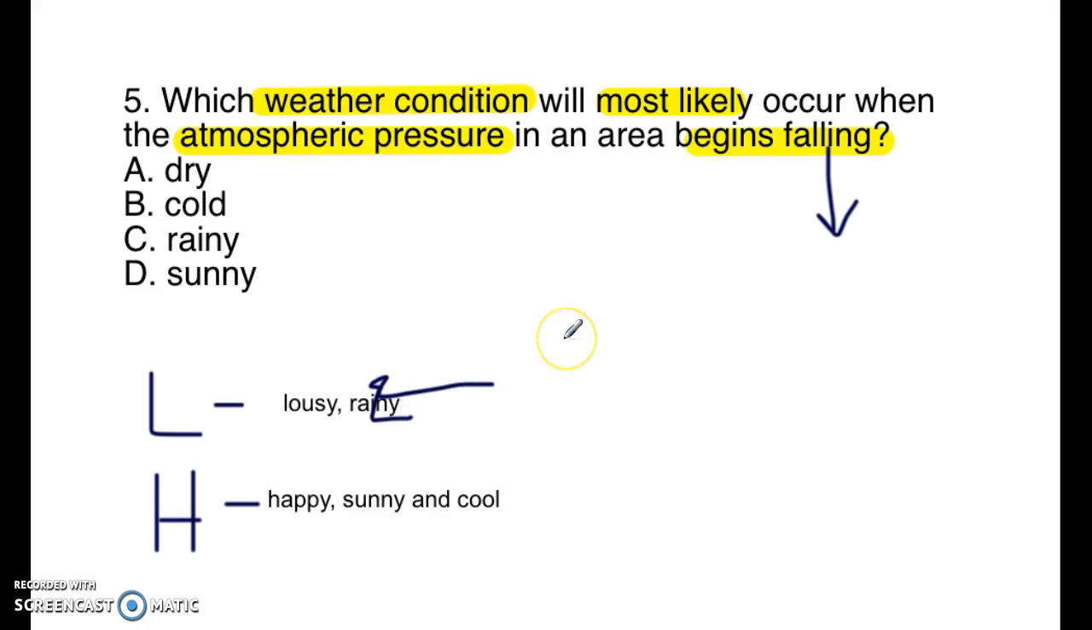So I want to find lousy and rainy. Will it be dry? No. Will it be cold? Oh, cool is under high, so no. Will it be rainy? Well, there we go. Probably my answer. Sunny is a high pressure. Your best answer is C.